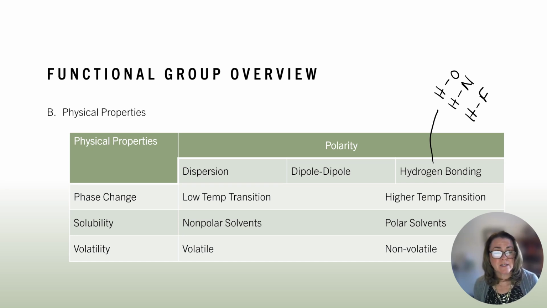And then lastly is volatility. If your compound only contains dispersion forces, that is going to be very easy for it to evaporate, so it'll tend to be volatile. And then as we move through dipole-dipole and up through hydrogen bonding, those substances will become less and less volatile. We get to a point where those compounds are non-volatile.